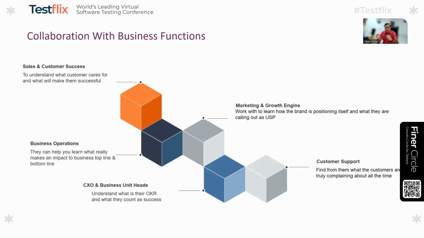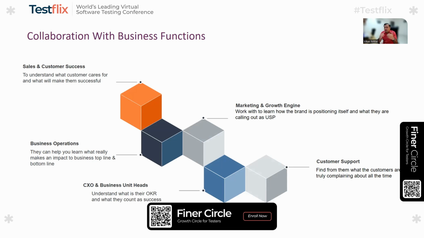and what the customer really wants to work. Finally, your CXOs, the business unit heads, they tell you about their OKRs and what they count as success. As the engineering team, the definition of success for us can be delivering a build to production on time, delivering a build to production with the least number of defects, delivering a build to production with a great engineering marvel. But for a business unit head, all of these are relevant, but they don't define success.